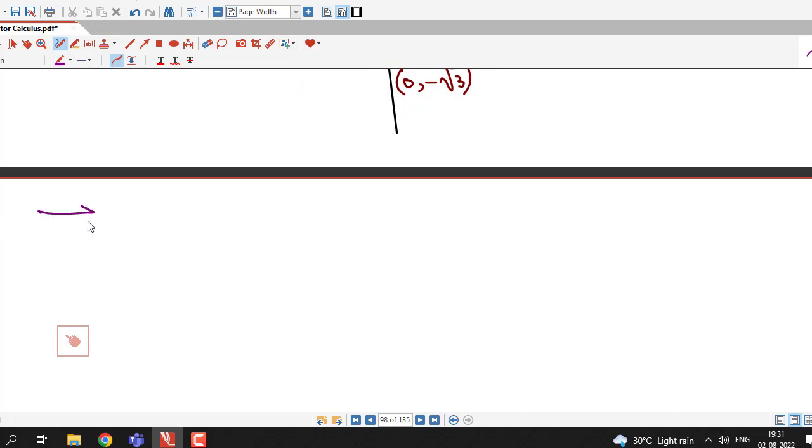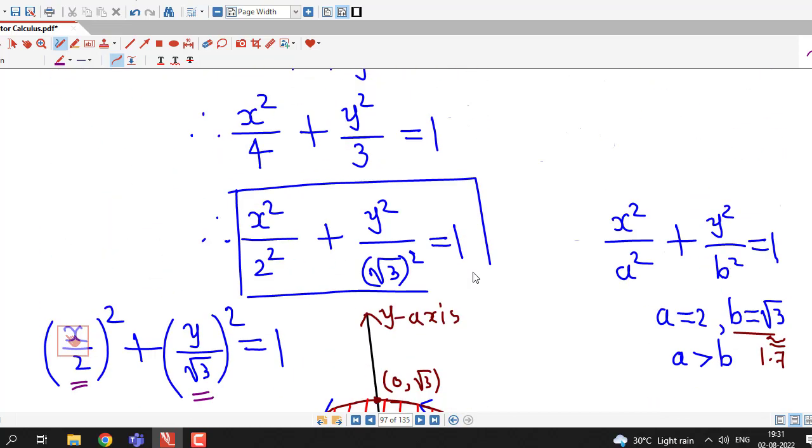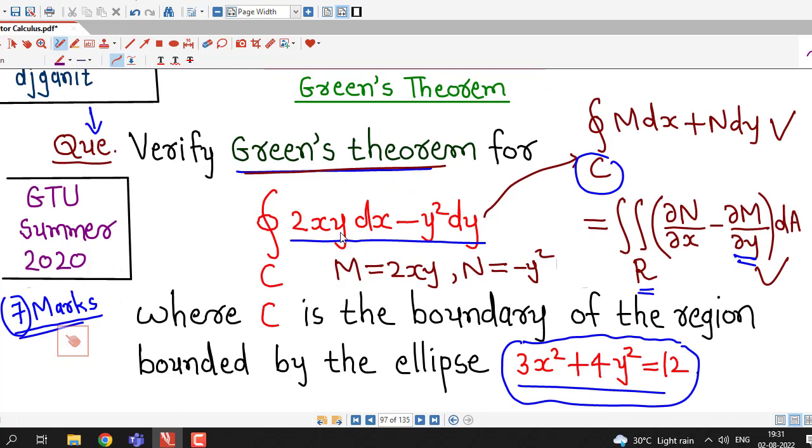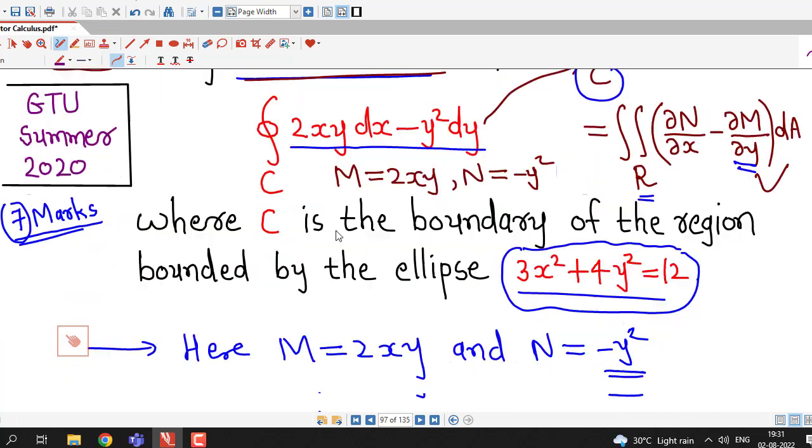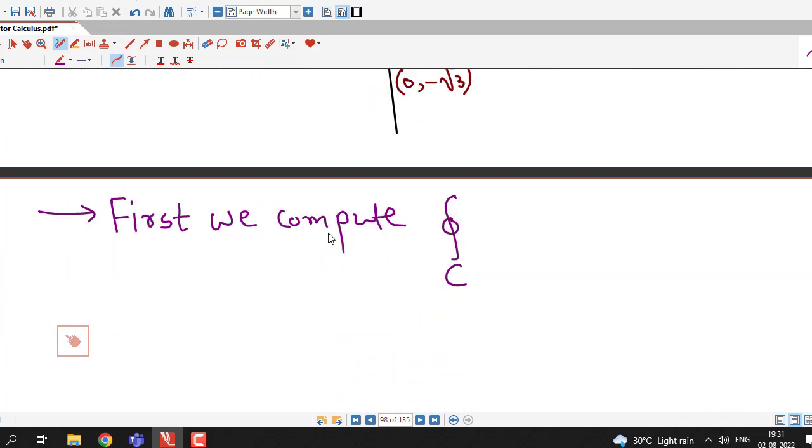So first we compute the line integral along the boundary of the region, which is the boundary of the ellipse, and the integral is 2xy dx minus y square dy.